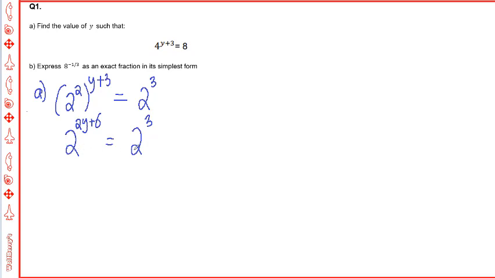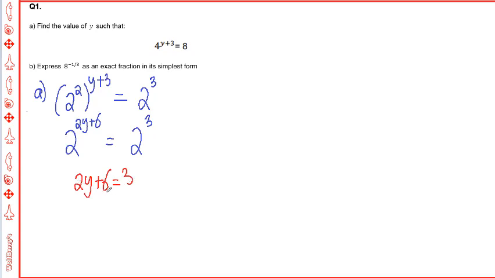Now we have the situation I was talking about. We have a base here, 2, and another base here, 2. So these two bases are the same, but the powers are different. When the bases are the same, the powers must be the same. So then we can extrapolate this top here and say 2y plus 6 is equal to 3.